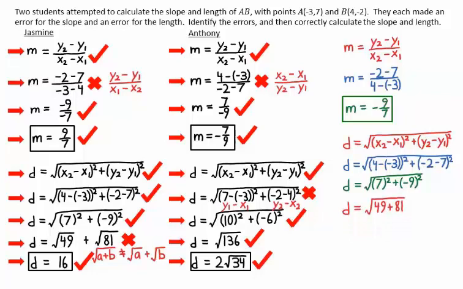Here's where Jasmine went wrong. We have to keep the 49 and the 81 inside one radical and then add them. This gives us a result of the square root of 130, which is our final answer.